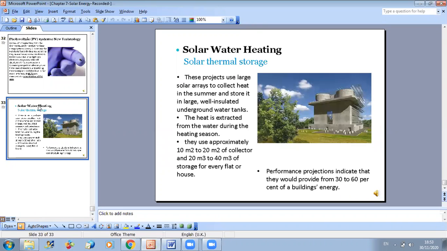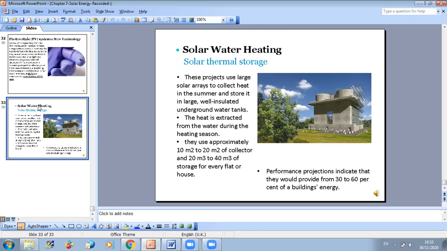Now, finally, a very important application of solar energy is solar thermal storage. Storing the energy of the sun, especially when we don't need it, during the summer, during a large period of time. We can take it and store it in a place where we don't have heat losses, and then when we need it, we can restore it back to the space.